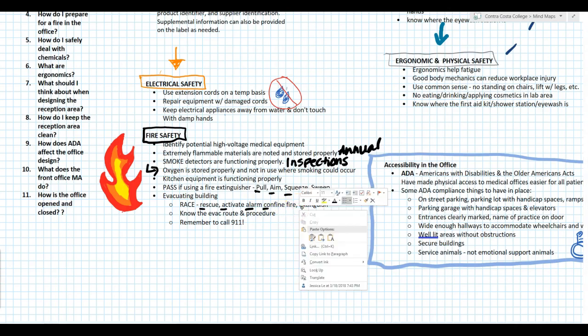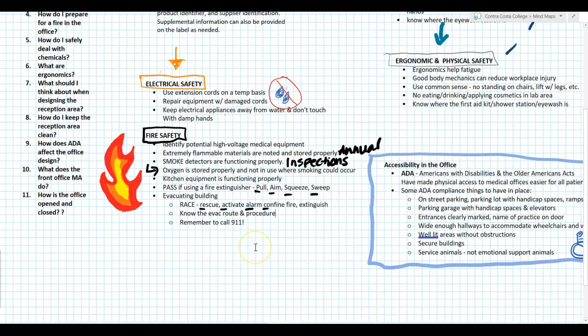So we want to get everybody out first, activate the alarm, confine the fire, and then extinguish it. In order to get everybody out, you have to know the evacuation route. And part of activating the alarm is not just pulling the fire alarm, but it's also remembering to call 911. So, definitely make sure we remember how to do that.